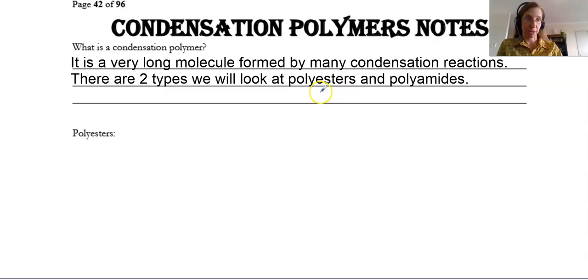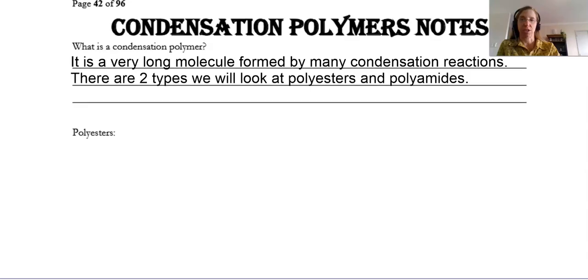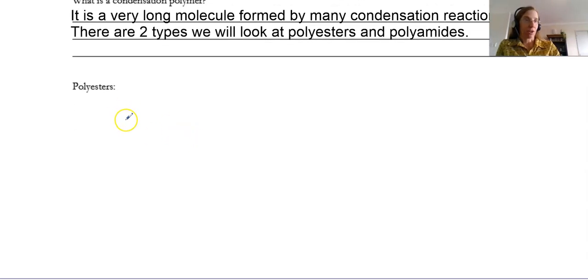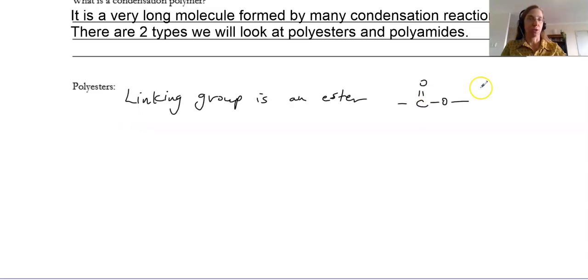There are actually many of these, but since we've learned about making an ester through a condensation reaction and making an amide, we'll look at polyesters and polyamides, and that's a really good starting place. So polyesters are linked by an ester group. There'll be that ester group somewhere in the middle. That would be the linking group. And there can be one monomer or two monomers. Two monomers is quite common, but I'll give you one example of each.